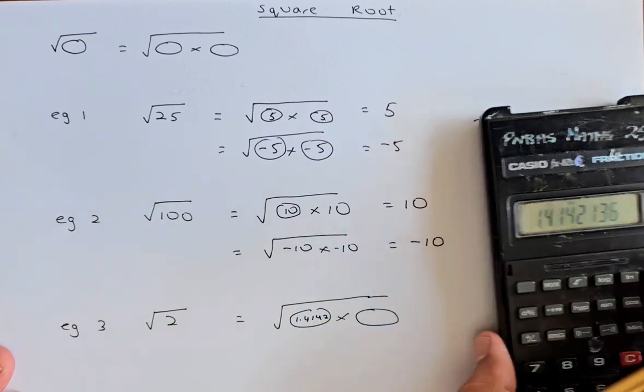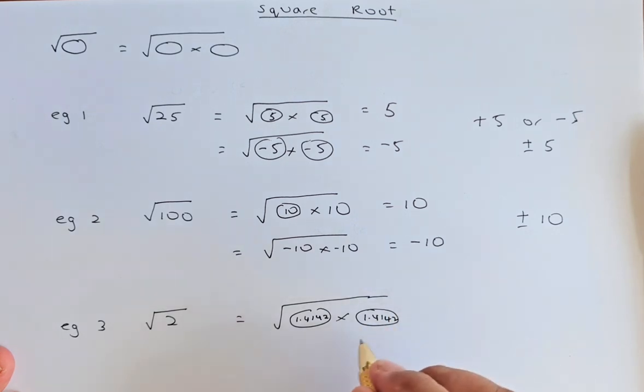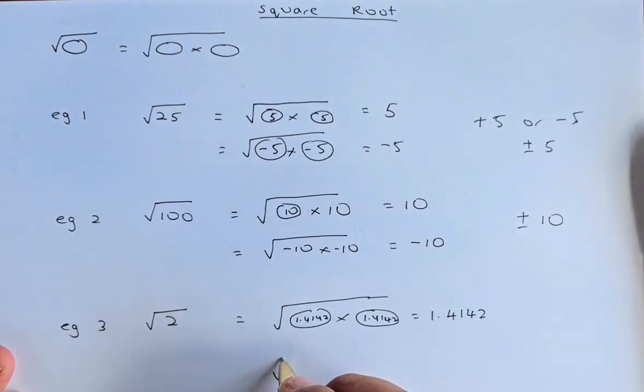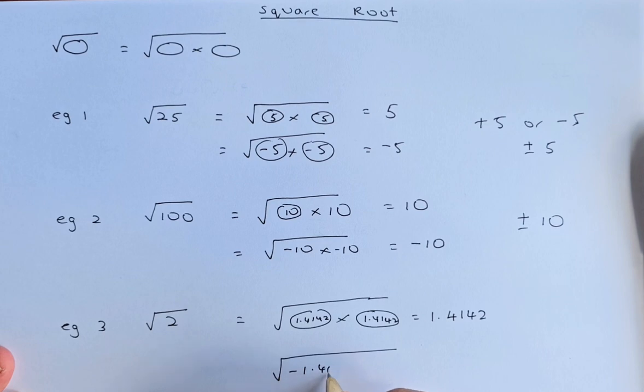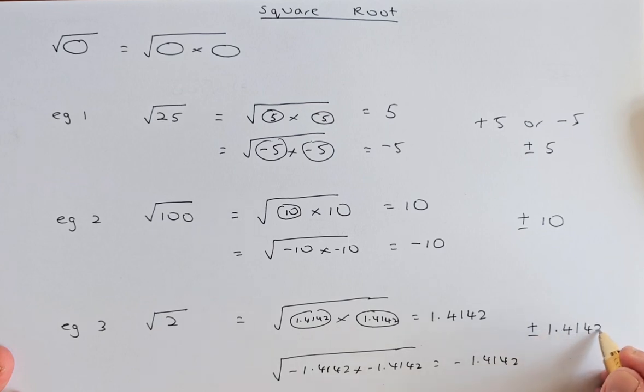1.4142, and then take one of them out, it's going to be 1.4142. And again, it could also mean minus 1.4142 times negative 1.4142, because minus times minus becomes a positive, and the answer is minus 1.4142. If you are in NCEA level 1, they expect you to know that the square root of 2 is going to be plus minus 1.4142. Hopefully you understand it, Te Ahure, and I'll see you soon.